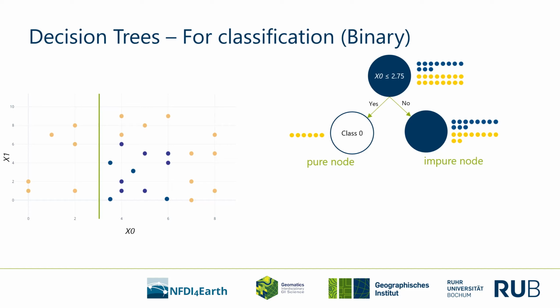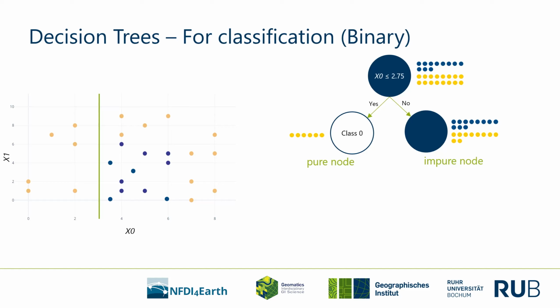If the condition that the values are less than or equal to 2.75 is met, they are recorded in the left node. Here only yellow data points are present after taking this threshold. We call this a pure node. All values greater than 2.75 fall into the right node, where we still have both blue and yellow data points. This is called an impure node. Now the question is, how do I deal with this impure node?